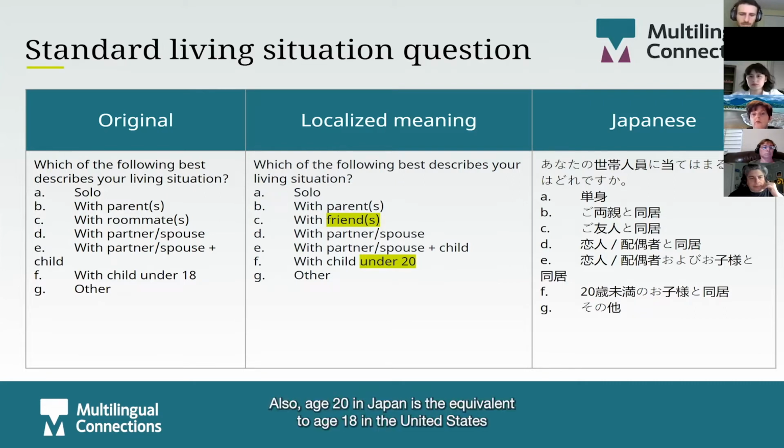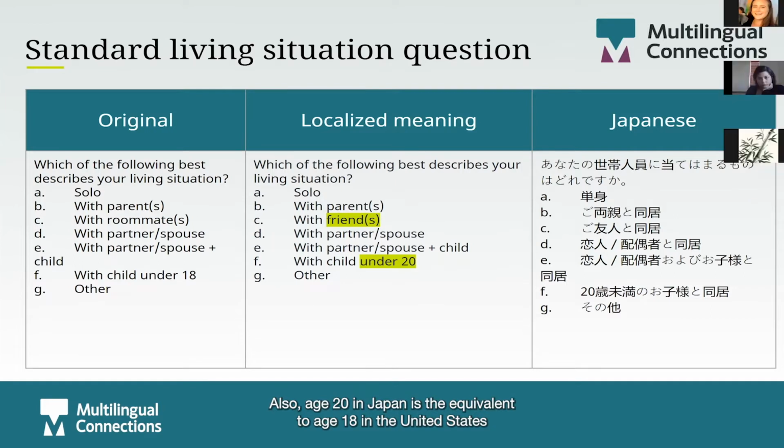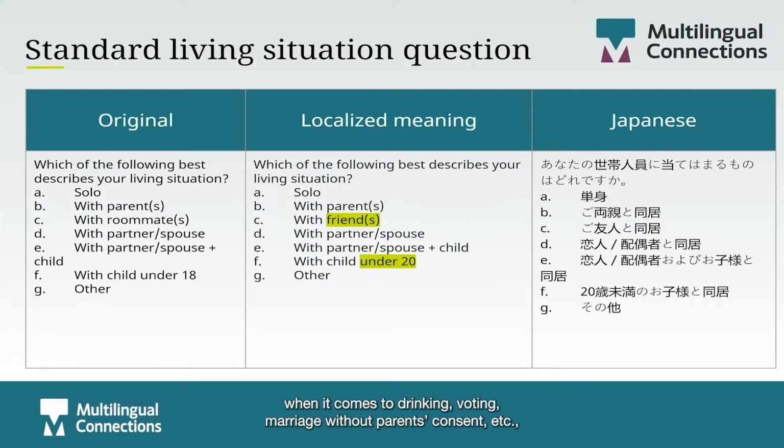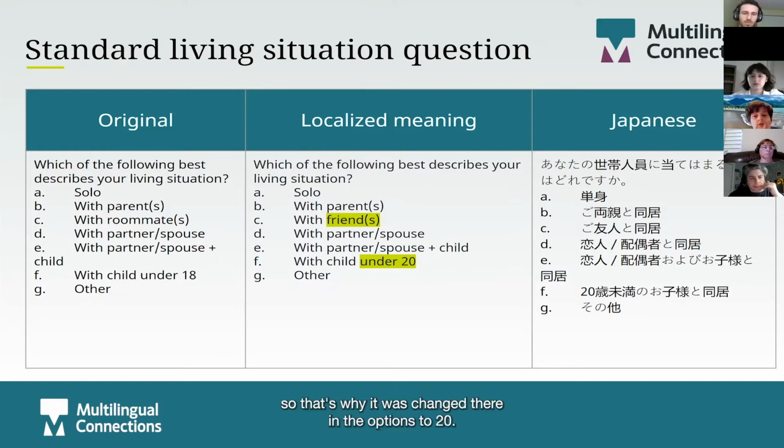Also, age 20 in Japan is the equivalent to age 18 in the United States when it comes to drinking, voting, marriage without parents' consent, etc. So that's why it was changed there in the options to 20.